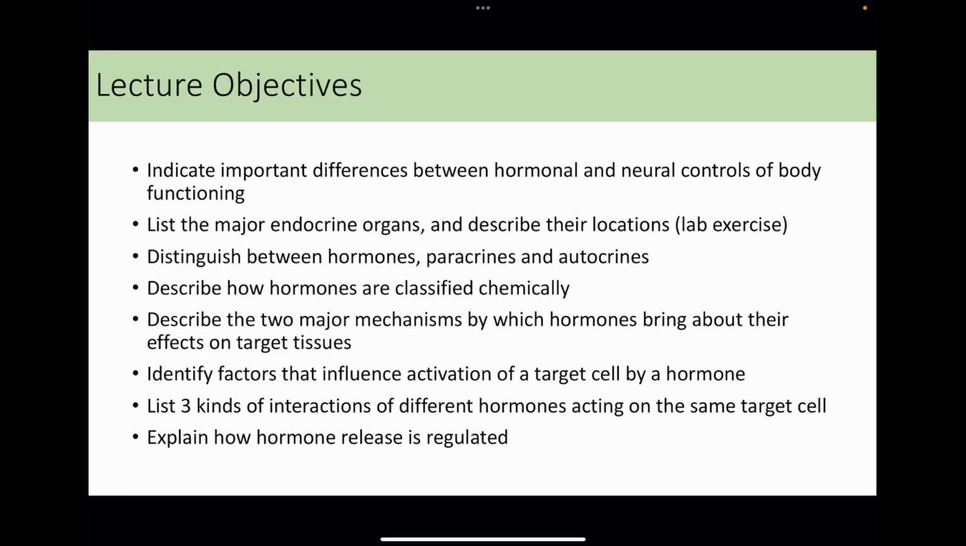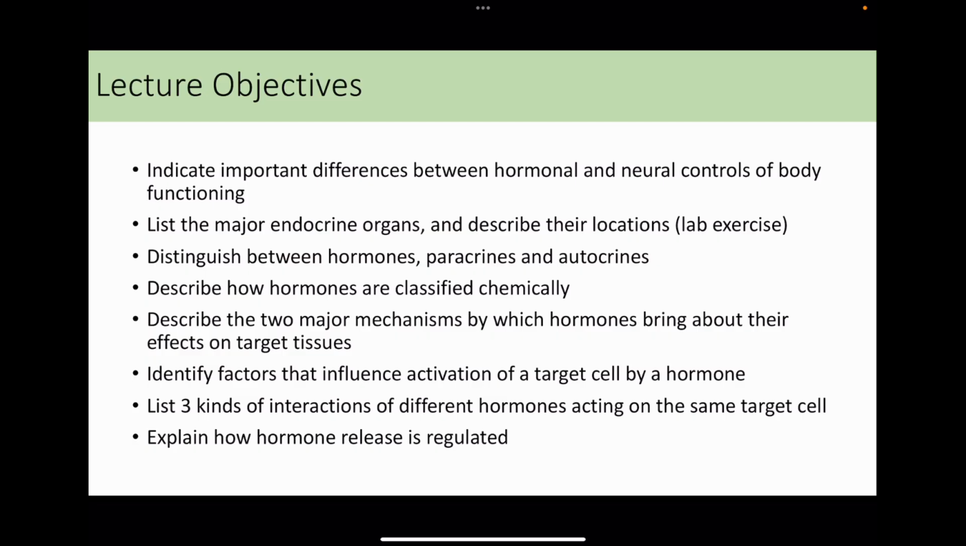So endocrine system 1, we're going to talk about the important differences between hormonal and neural controls of body functioning. You ended off B32 with the nervous system, which was our first most important control system, but we also have our hormone control system as well. We're going to list the major endocrine organs and describe their locations. It's going to be our lab exercise today. We'll distinguish between hormones and what are called paracrines and autocrines. They're just similar to hormones, but not exactly the same.